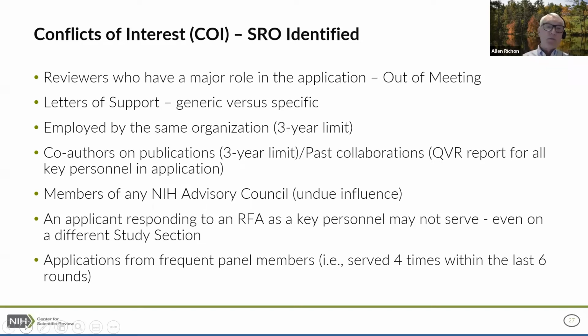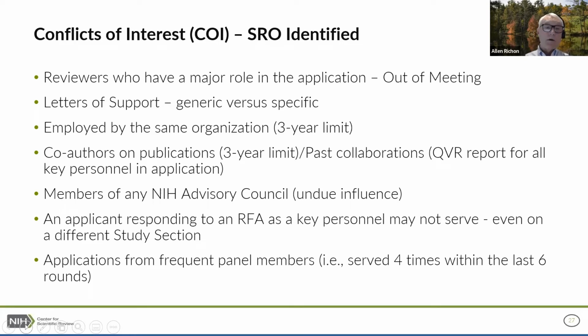We do not allow people that are employed by the same organization to review applications from that organization. Now there's a three-year limit on that. So if they leave the organization 3-4 years later, an application comes in, that's not a problem. Co-authors on publications, collaborations, and so on, 3-year limit again. In this case, it's once again you can't review the application, but you can participate in the meeting.